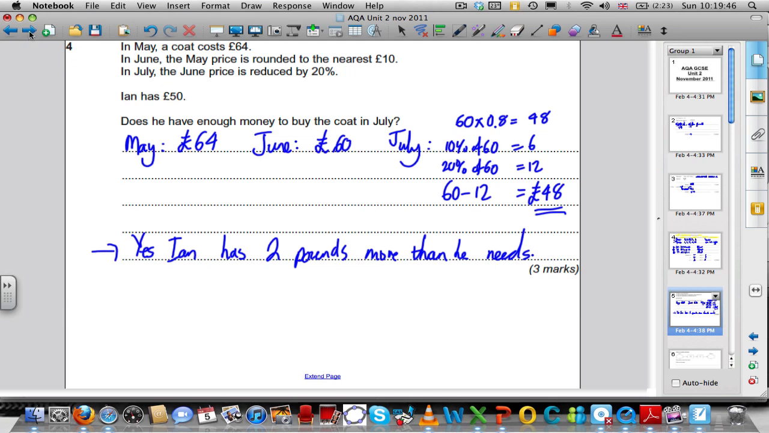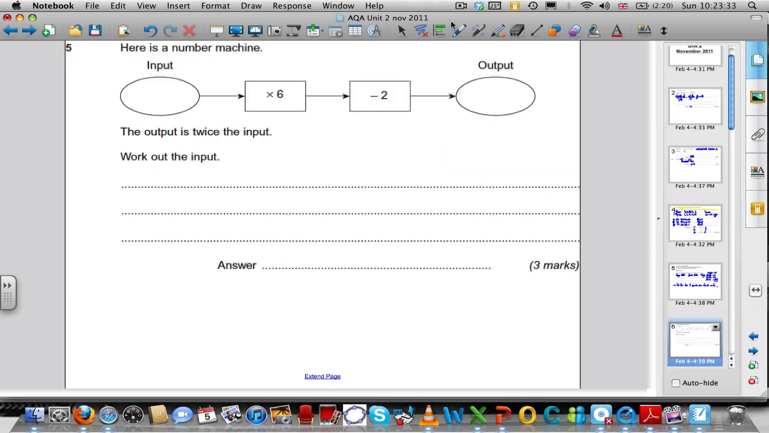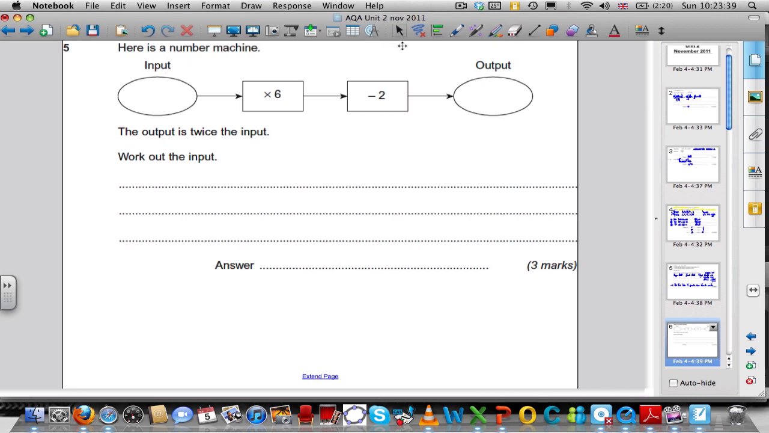Okay, moving on. Question 5. Number or function machine where we put some number in, we multiply that number by 6, and then we subtract 2 and we get an output. The question is asking us to find the number you put in so that you get an output out. The number you get out is 2 lots of your input. So you're trying to solve when the output equals 2 times the input.